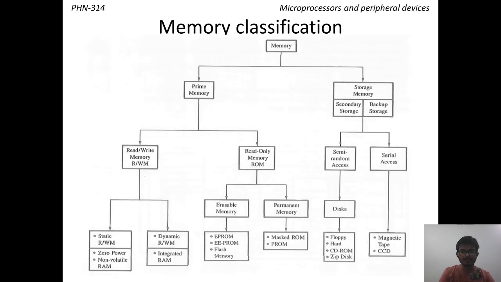Now let us see the main part of this presentation, that is memory classification. Memory can be classified into two groups, which is shown on the screen in the chart. Prime memory, which is also called system memory or main memory, and the other one is storage memory. Read and write memory and ROMs are examples of prime memory. The microprocessor uses this kind of memory in executing and storing programs. Therefore, a fast response from this memory type is needed to keep up with the execution speed of the microprocessor.